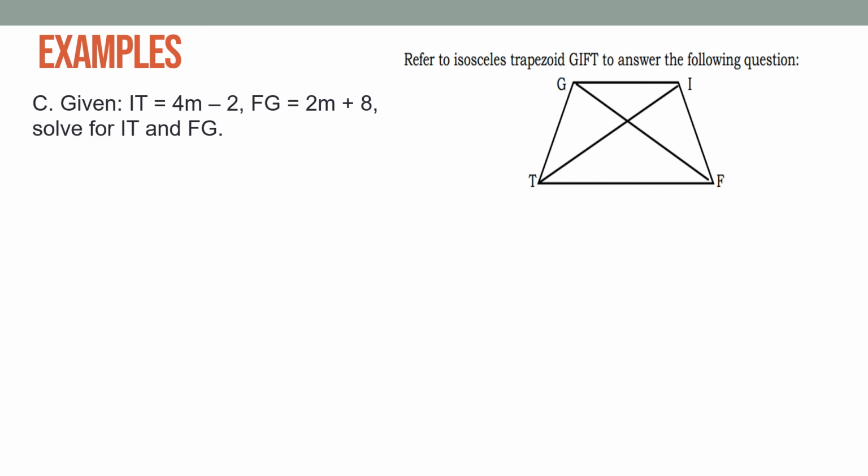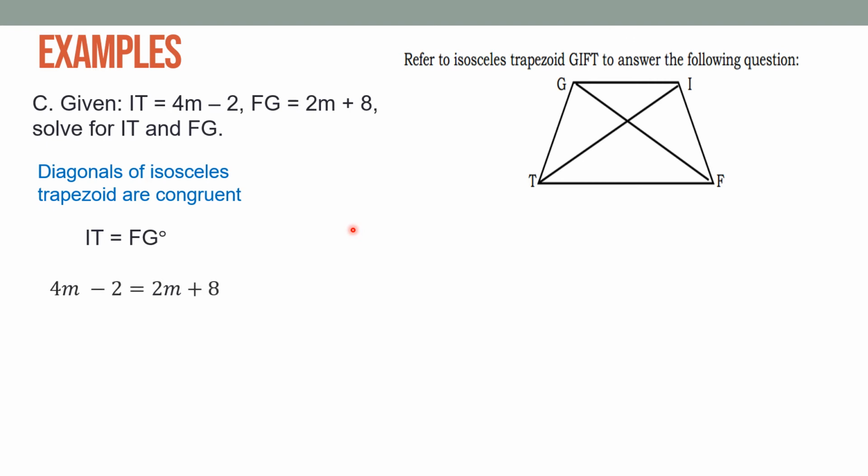For our third example, refer to the isosceles trapezoid GIFT. Letter C, given IT is equal to 4m - 2 and FG is equal to 2m + 8. Solve for IT and FG. As you observed, IT is a diagonal and FG is the other diagonal. So the diagonals of an isosceles trapezoid are congruent. IT is equal to FG.